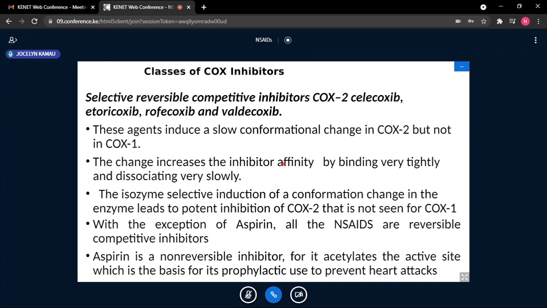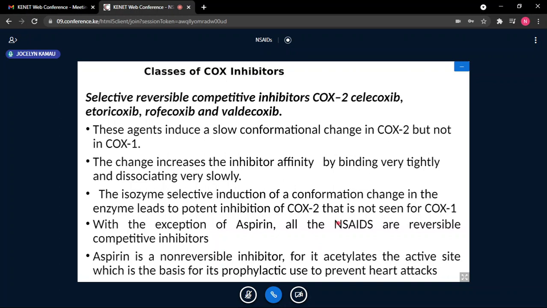These agents induce a slow conformational change in COX-2, but not in COX-1. The change increases the inhibitor affinity by binding very tightly and dissociating very slowly. That's what we mean by good binding: a drug that binds strongly and dissociates slowly. This is the isoenzyme selective induction.